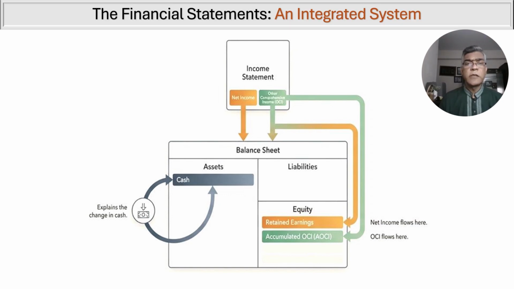The financial statements are an integrated system. They are deeply connected. The story begins with performance shown in the income statement. That performance directly affects the balance sheet. And then comprehensive income completes the full picture by capturing all non-owner changes in equity.